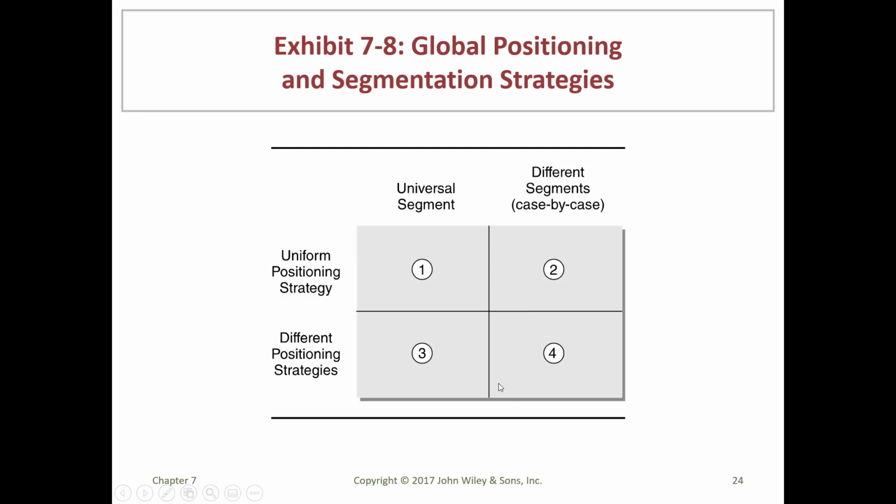And then we reach back to our little matrix here. If we have this idea of Canon, basically they have different segments. Look at number 4 here. They're aiming different positioning strategies at different segments of the market. They're not aiming different positioning strategies at the universal segment. And again, another good example of uniform positioning on a universal segment would be, for example, Nike.